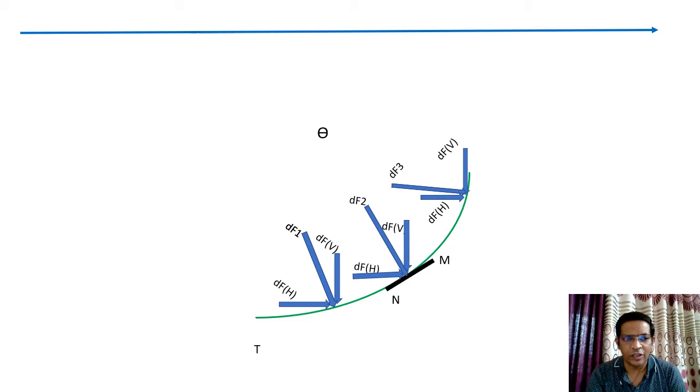So we can continue with integration of the horizontal component to calculate the net horizontal force acting on a curved surface. Similarly, with integration, we can calculate the net vertical force acting on a curved surface. After that, we can calculate the resultant of the horizontal and vertical components as the total pressure acting on a curved surface.